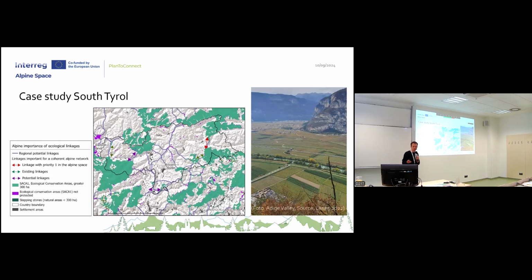Just to show you, I give you some hint about our case study in South Tyrol. The red arrow shows a linkage which is a priority 1. The green arrows are actually existing corridors that are important to keep the whole Alpine network together. The violet arrows are linkages that are important to keep the whole network together, but they are just potential corridors. So here you would need a big restoration process.